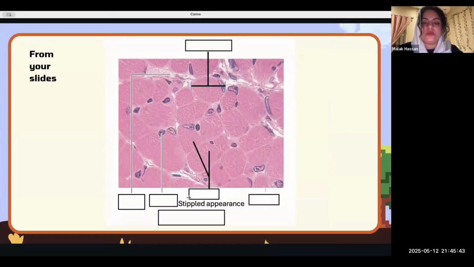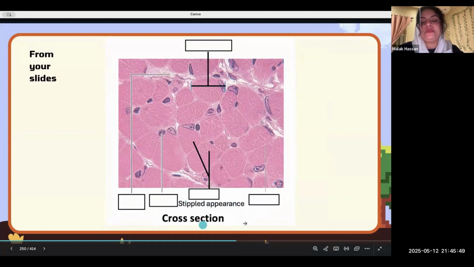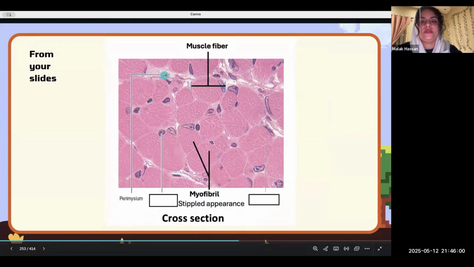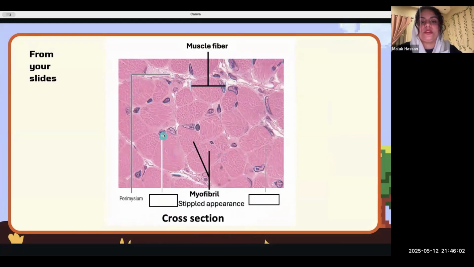What about here? What do we call this stippled appearance? It's a cross section, right? Now this is the muscle fiber. This is the myofibril, and then this is the perimysium, and this is the endomysium, and this is the satellite cell.